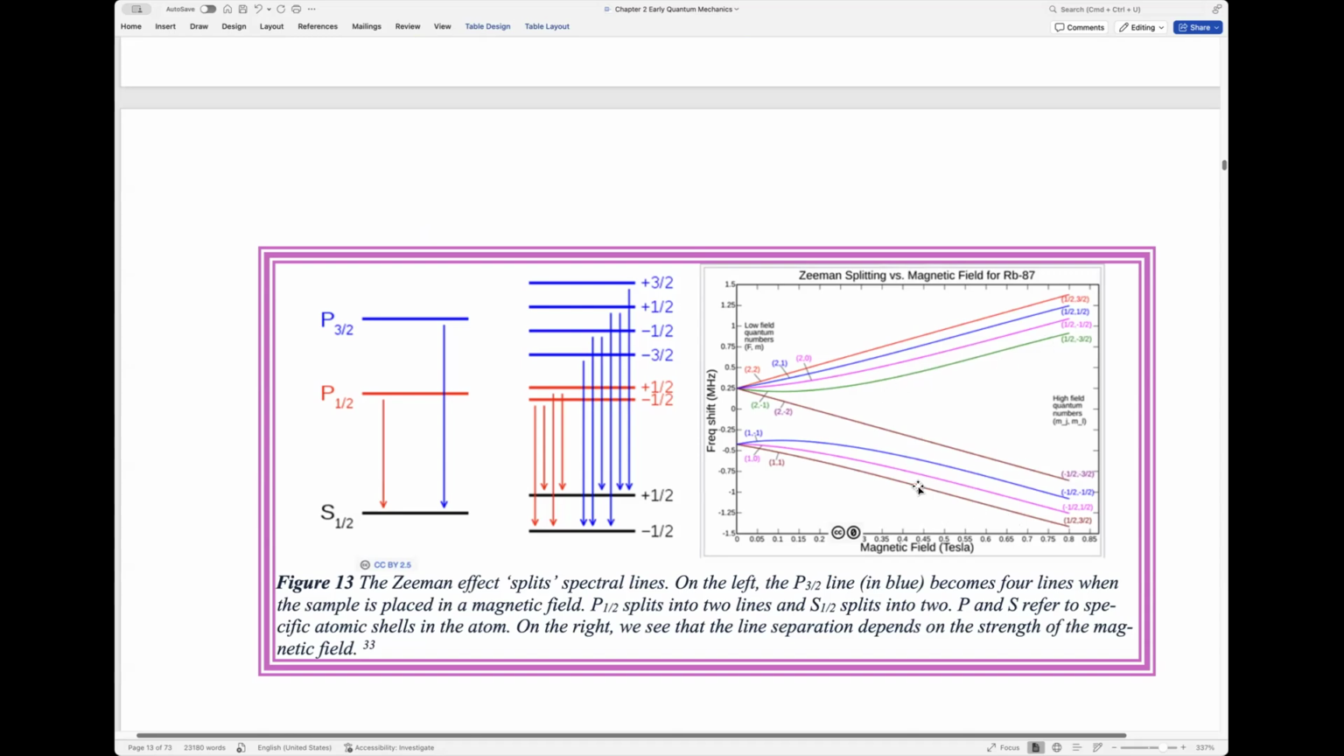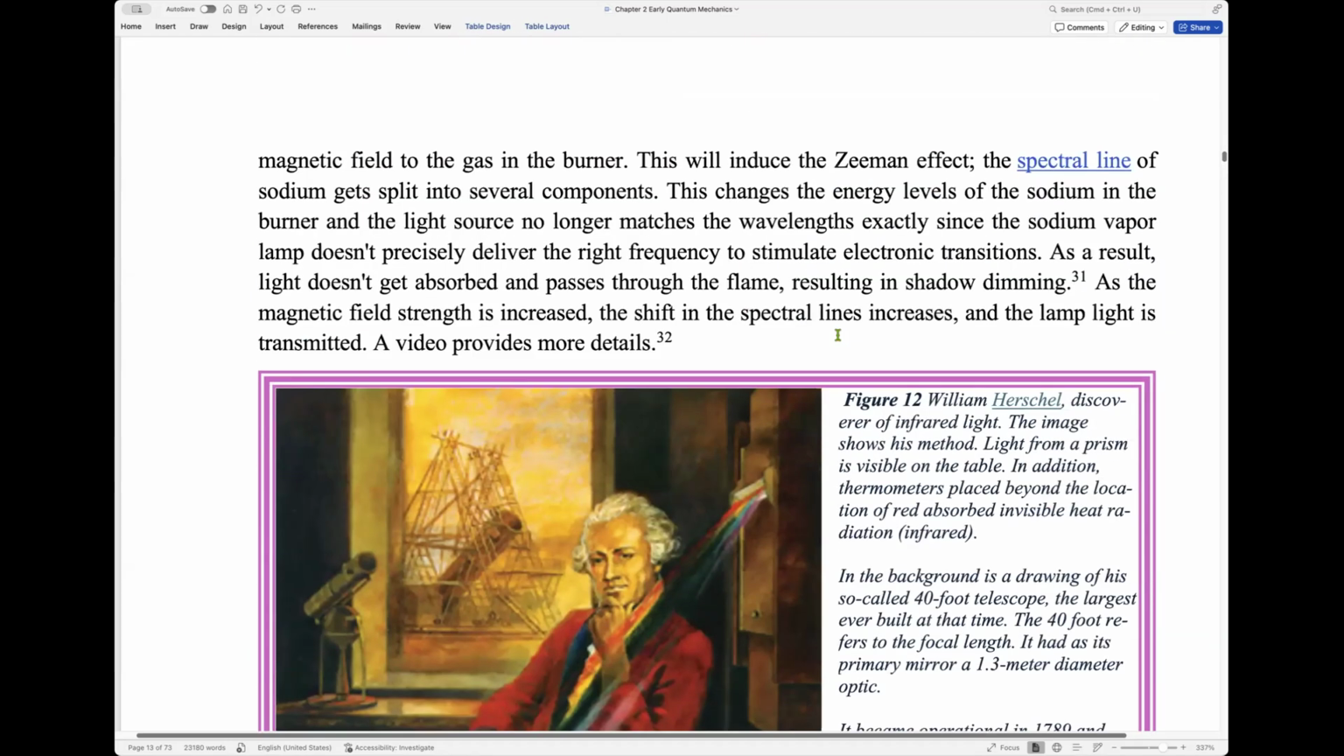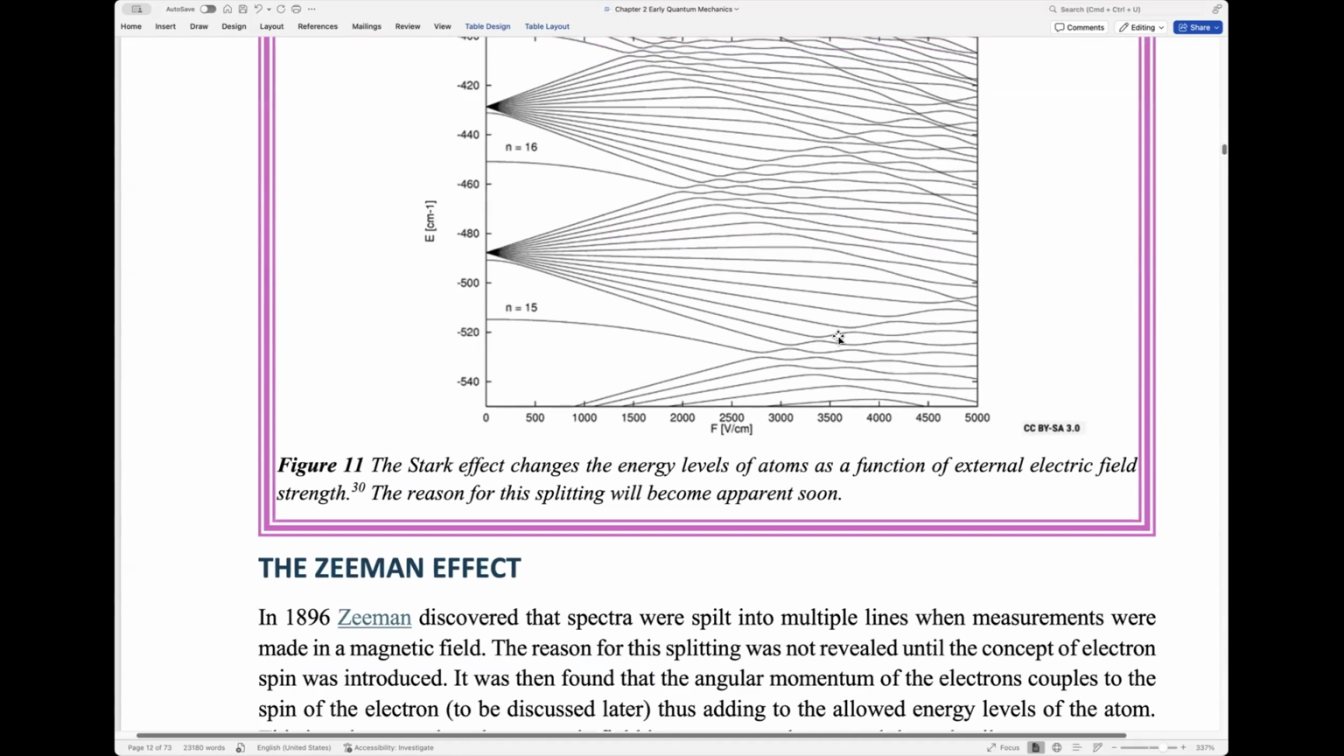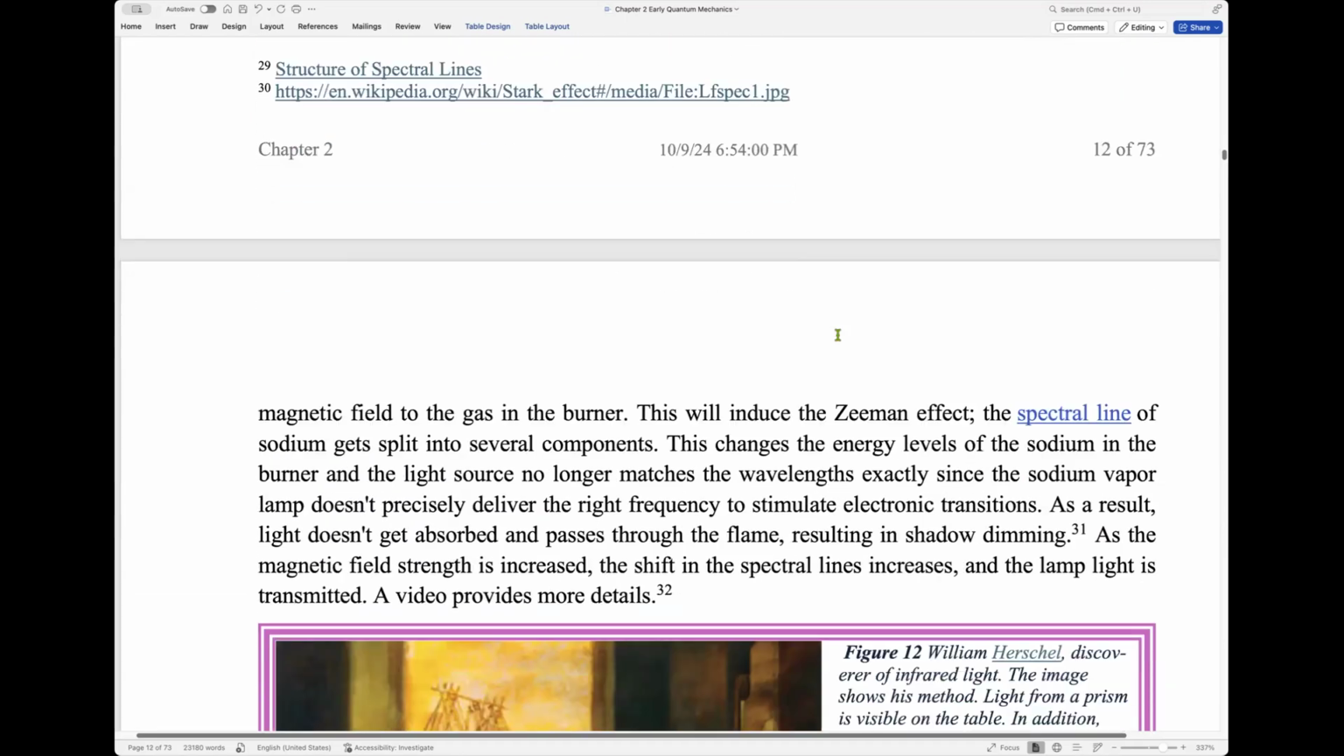This was not understood. But the seed was planted because once these results were created in the late 1890s, people were always thinking about where does the Zeeman effect come from? Where does the Stark effect come from? What's going on here?